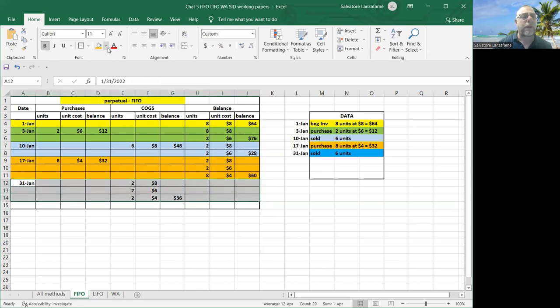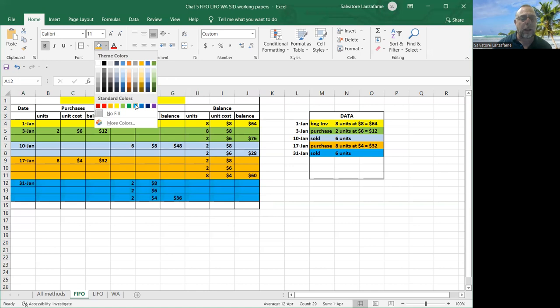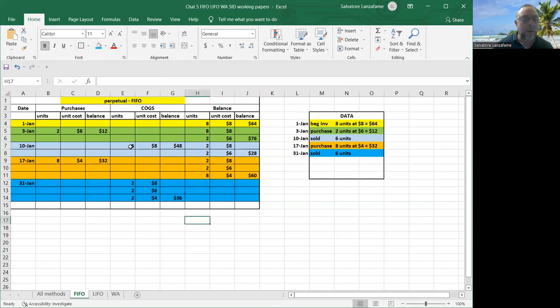So before I even fill out the inventory column, look at here we sold 6 and it was $48 worth of cost of goods sold. Now we sold 6 again, but now it's not 48, it's 36. So look at that. So we've got a $48 write-off, a $36 write-off, and these are 6 units both times.